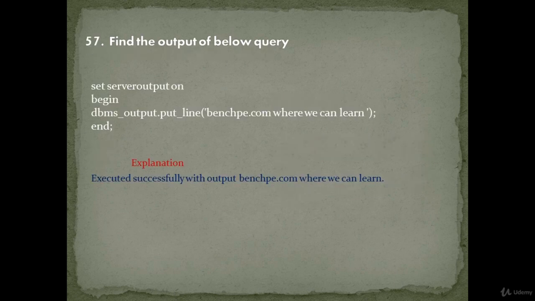Correct. Question number 57. Find the output of below query. Set server output on, begin dbms_output.put_line('benchway.com, where we can learn'). And if you see in the explanation part, it will execute successfully with output benchway.com, where we can learn, because dbms_output is nothing but what prints a message on screen, and this is inside begin and end. So this query will run successfully and it will give you output also.